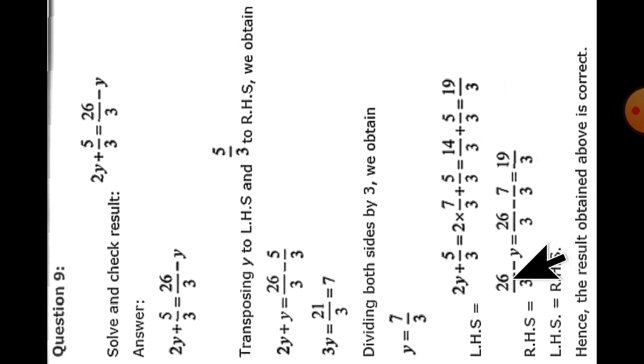RHS is equal to 26 upon 3 minus y. Now y value we have to put, 7 upon 3. So 26 upon 3 minus 7 upon 3. Numerator we will subtract. 26 minus 7 upon 3, that is 19 upon 3. Now both the sides answers are same. LHS 19 upon 3 and RHS also 19 upon 3. So LHS is equal to RHS. So the result obtained above is correct.